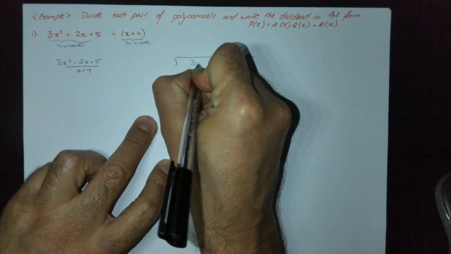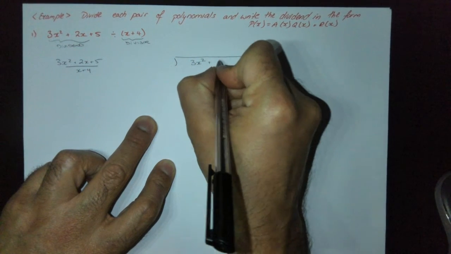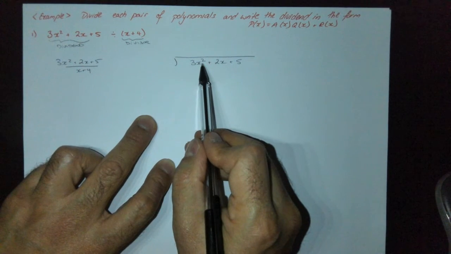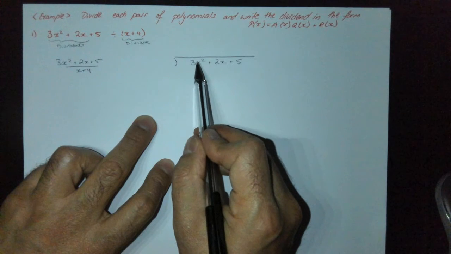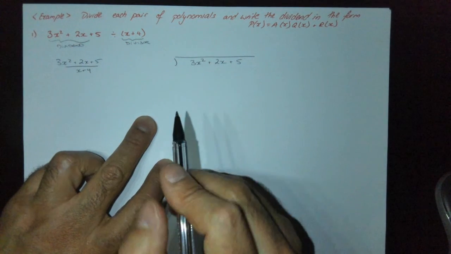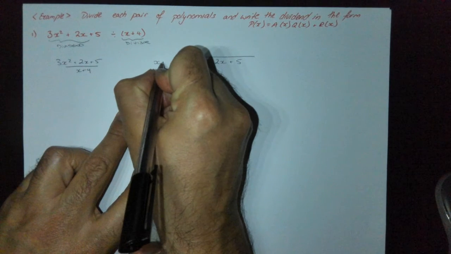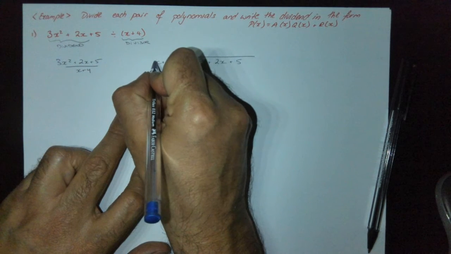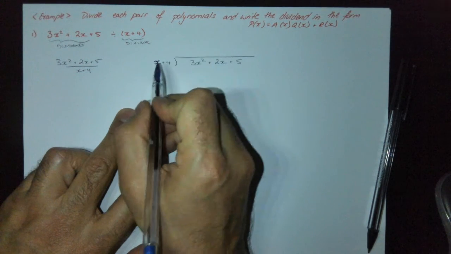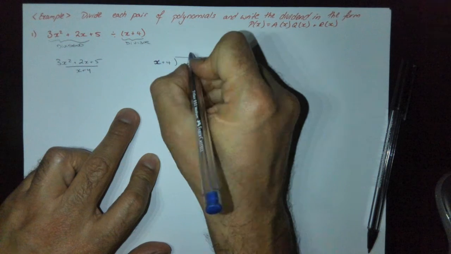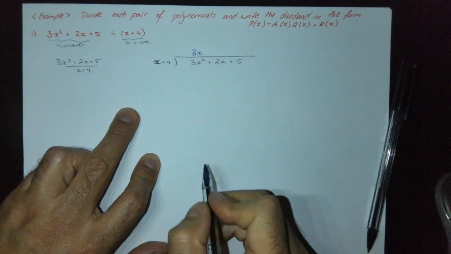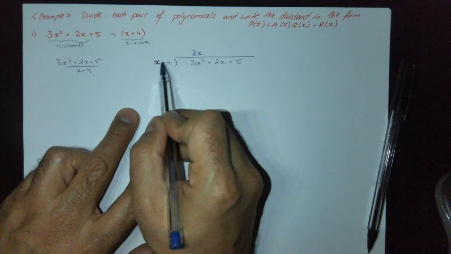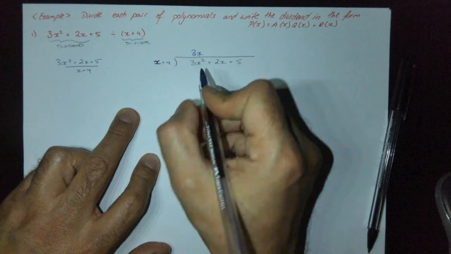So we put the dividend in here, and the thing that you need to make sure of is that it's decreasing in power. So we've got x squared, x, constant. And we're dividing by x plus 4. I really only care about this x here at the moment. I ask myself, how many times does x go into 3x squared? Well, that's 3x. So then I multiply this by each term here. So 3x times x is 3x squared.